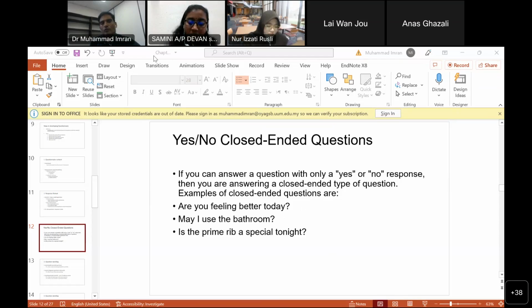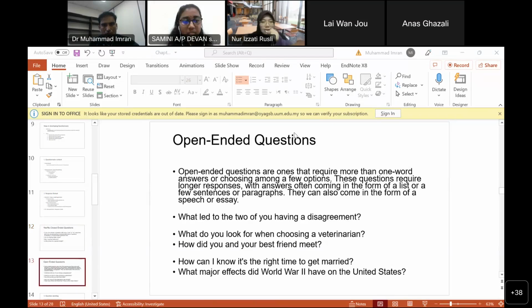Okay, let's discuss the open-ended questions. So these are the open-ended questions. See, open-ended questions are ones that require more than one word, not just yes or no, because in closed-ended you have to give one answer only, yes or no. Here you can use more words. These questions require longer responses, with answers often coming as a list or a few sentences, even a paragraph. They can also come in the form of a speech or essay.